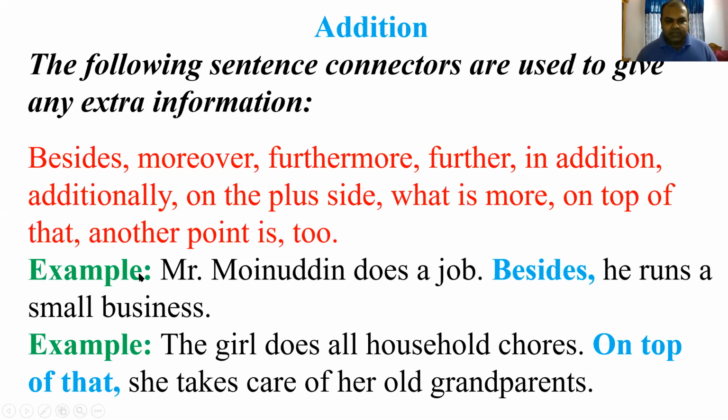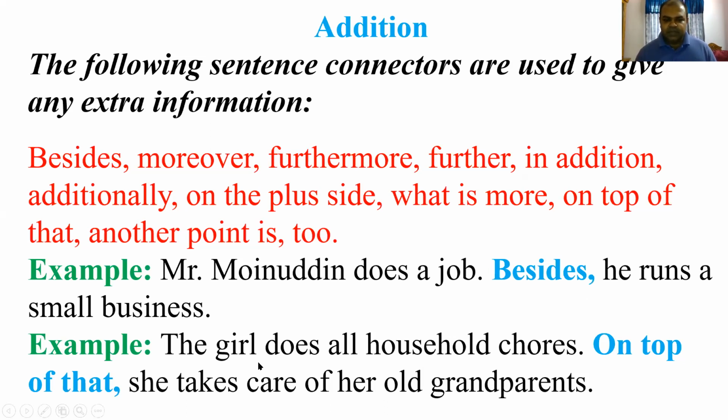The first example is: Mr. Moinuddin does the job. Besides, he runs a small business. Mr. Moinuddin renders his service in an institution or in an organization or somewhere else. Apart from doing a job, he runs a business. For this reason, we have used the sentence connector besides. Mr. Moinuddin does a job. Side by side, he runs a small business.